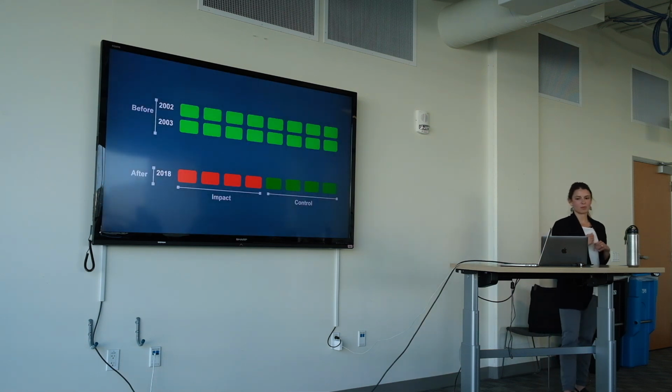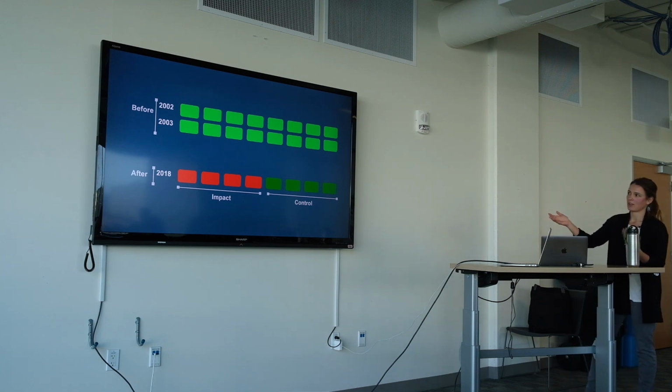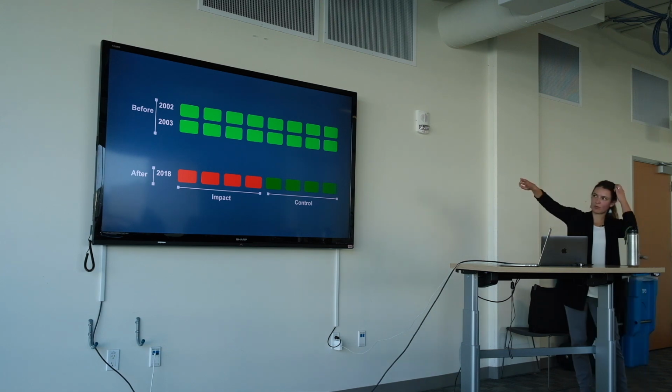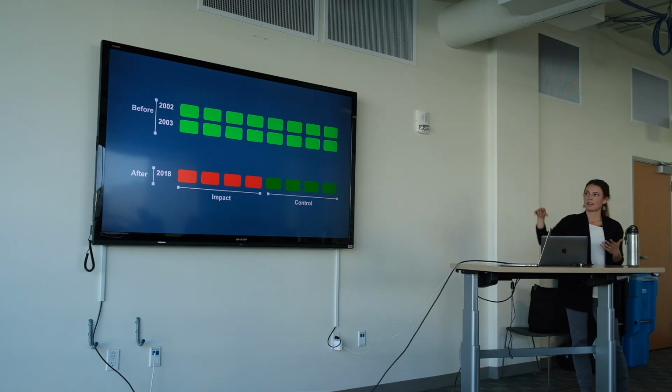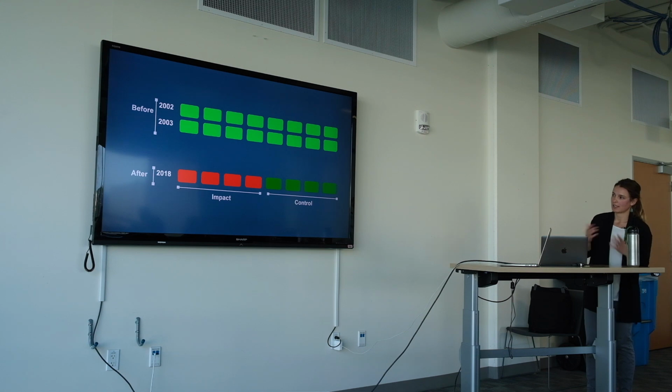And because 4 sites burned and 4 didn't burn, we were able to isolate the impact of fire through using the before-after control-impact study that I talked about. So here's what that study design looks like. We had 2 before years because Gretchen had sampled in 2002 and 2003, and then 1 after year in 2018. And 8 sites total, 4 of which burned and 4 didn't burn.